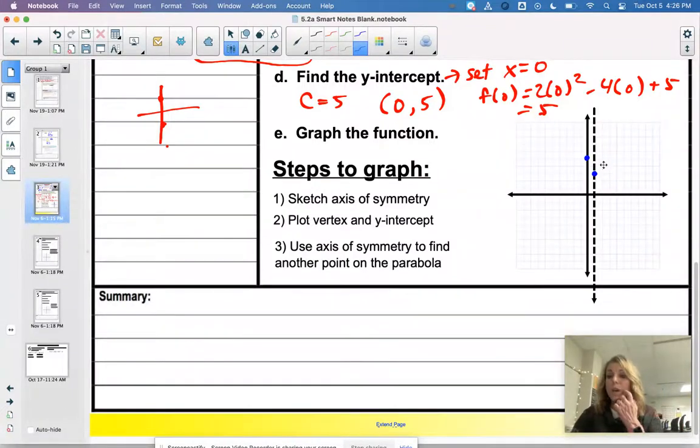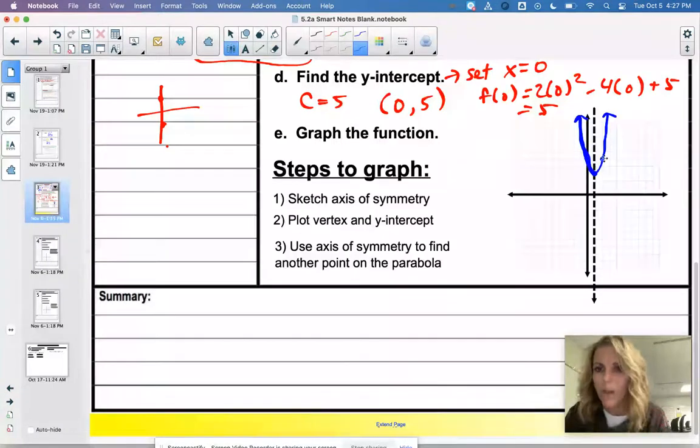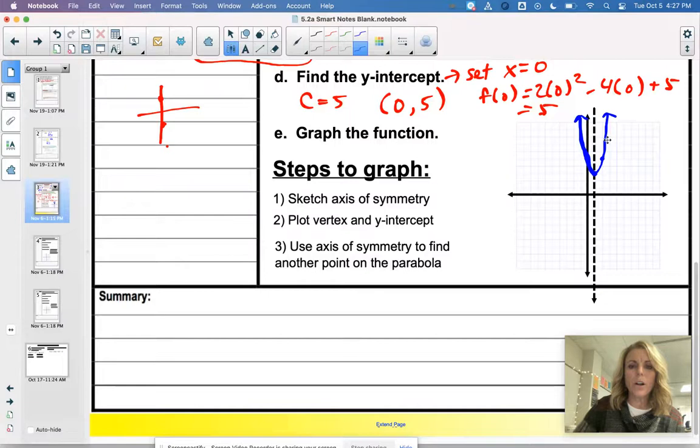And now what we do to find a third point. We know the axis of symmetry cuts the graph in half. So the y-intercept was 1 to the left of the vertex. So then I can find another point 1 to the right because the axis of symmetry cuts the parabola in half. And then I can finish by connecting. It's kind of curvy. There we go. And there is our parabola.